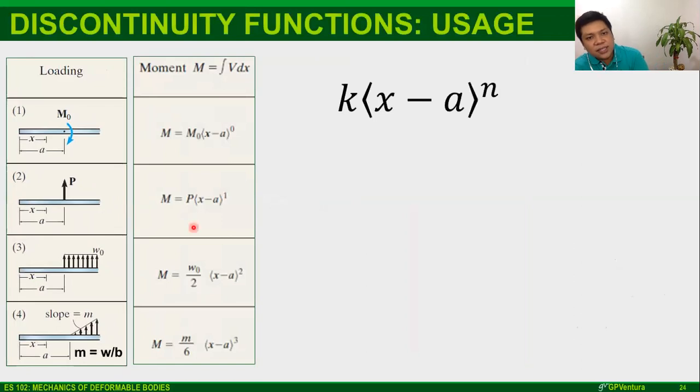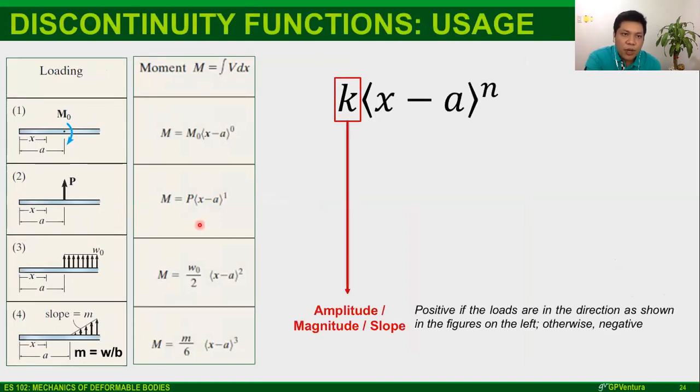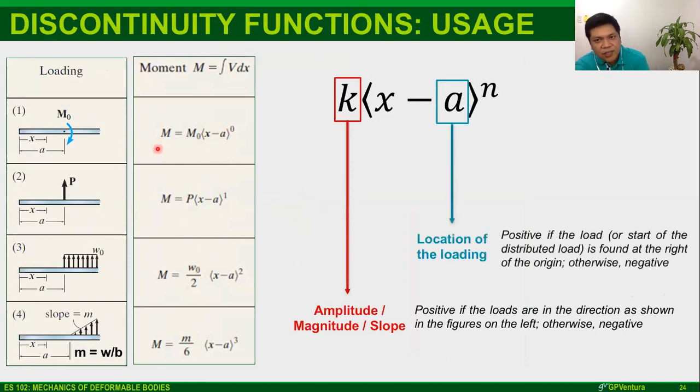Okay. Now, just as a review again, if you look at the moment functions, please know this by heart. K is the amplitude or the magnitude or the slope that depends on the type of your load. A is the location of the loading. It's positive if it is to the right of the origin. Otherwise, it is negative. Example, all of these are positive because if this is my origin, all of them are to the right of the origin. But if it is to the left, I can say that it's x minus negative a.